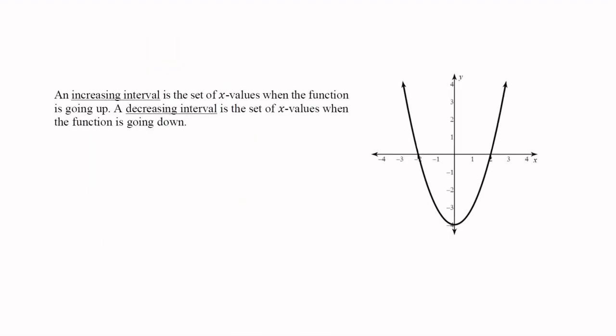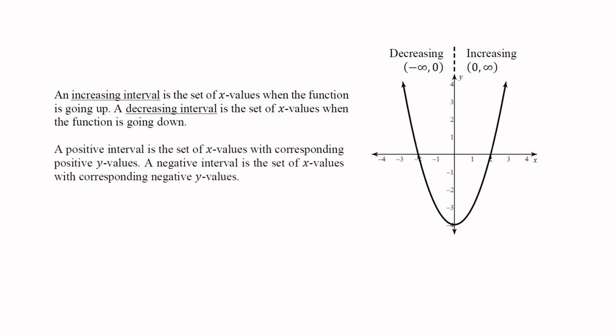An increasing interval is a set of x values when the function is going up. A decreasing interval is a set of x values when the function is going down. So in this graph, I drew a dotted line along the y-axis, which is where the axis of symmetry is. We're decreasing on the left side, so negative infinity to 0, and increasing on the right side, which is 0 to infinity.